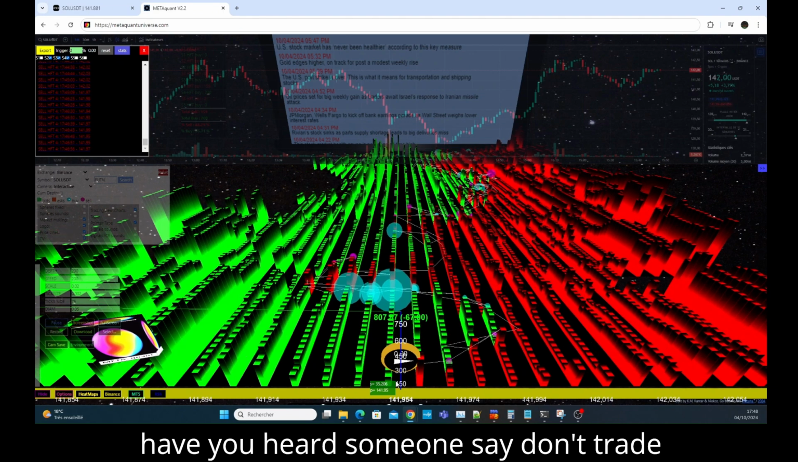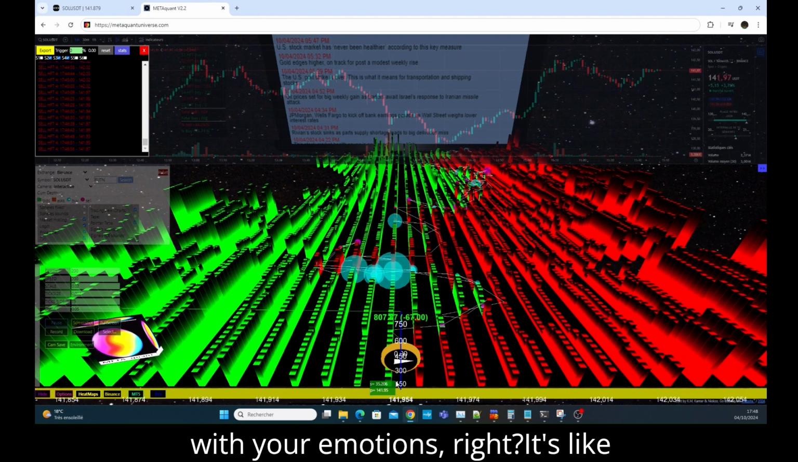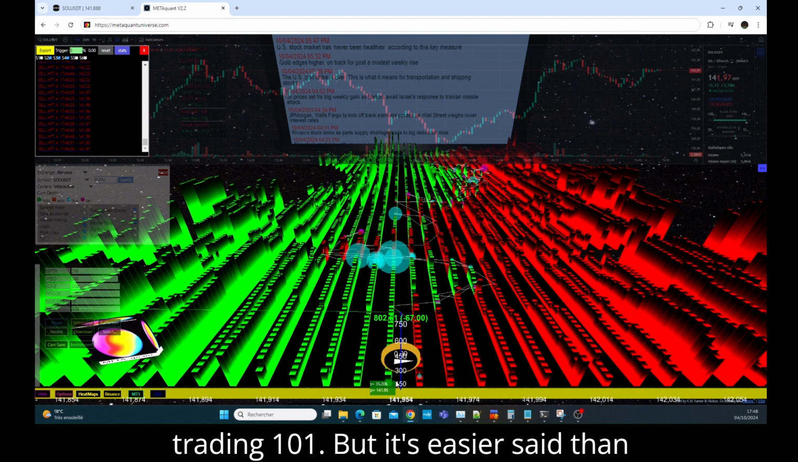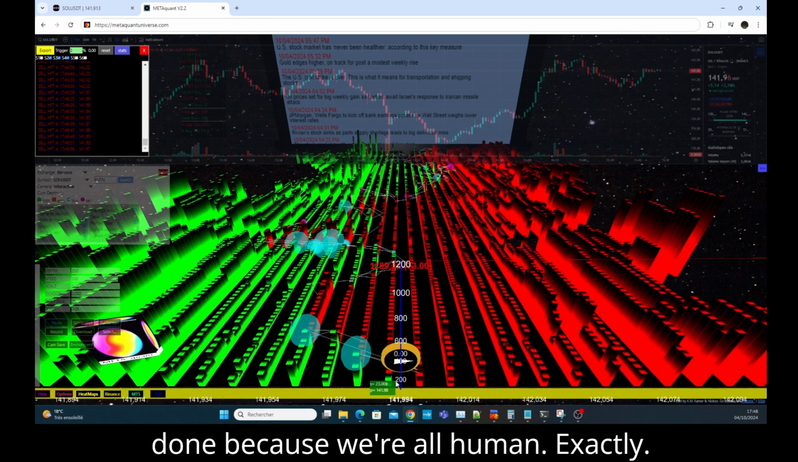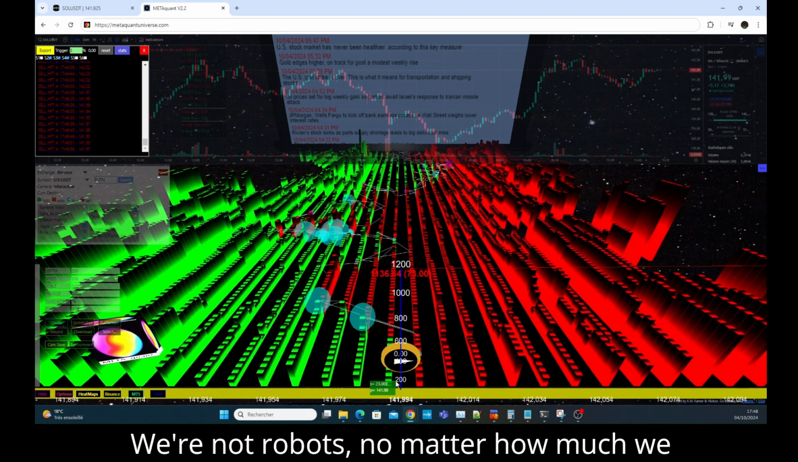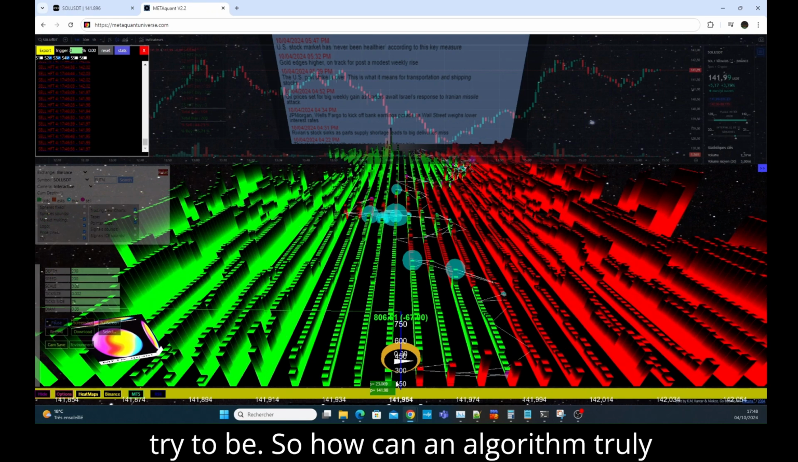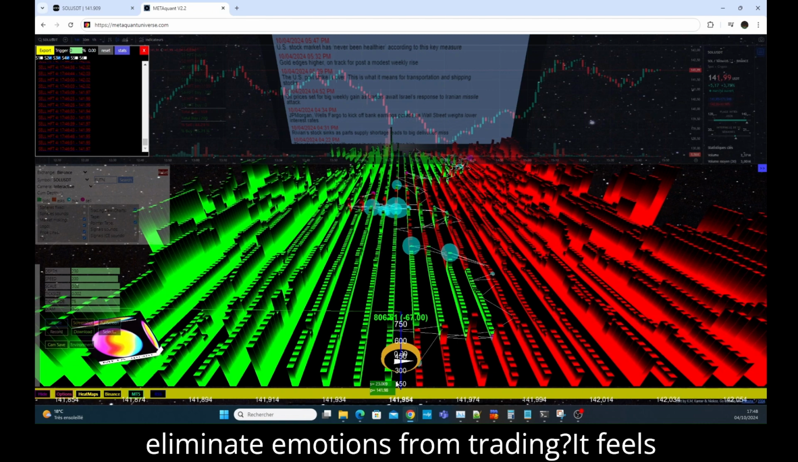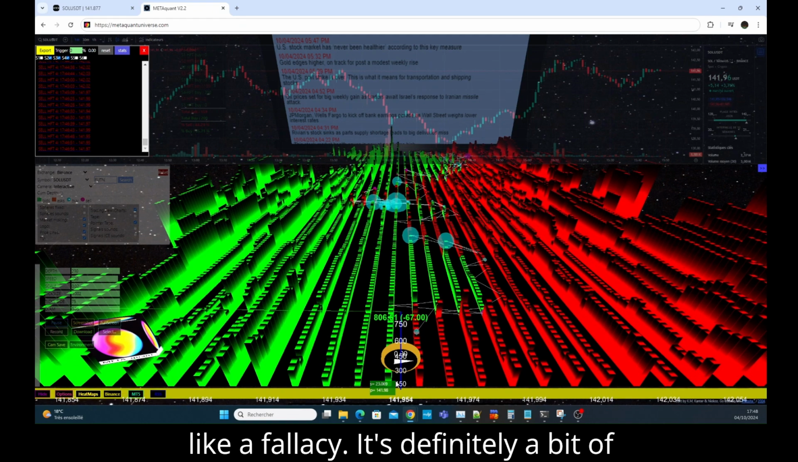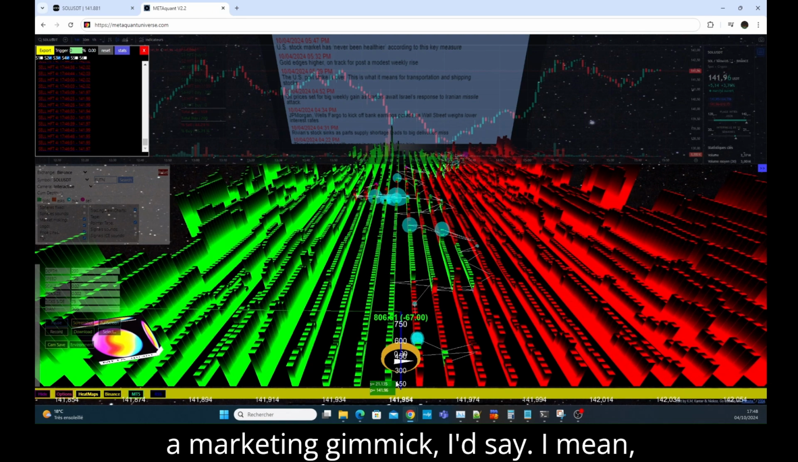Because emotions play such a huge role in trading, even when we try to pretend they don't. Absolutely. I mean, how many times have you heard someone say, don't trade with your emotions? Right. It's like trading 101. But it's easier said than done. Because we're all human. Exactly. We're not robots, no matter how much we try to be. So how can an algorithm truly eliminate emotions from trading? It feels like a fallacy. It's definitely a bit of a marketing gimmick, I'd say.